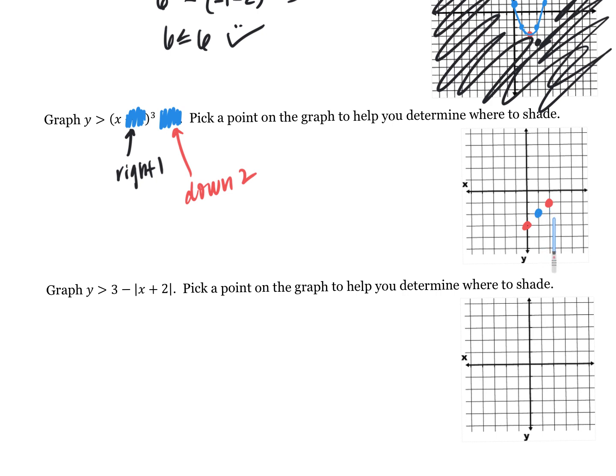8. 2 to the right of my blue dot, up 1, 2, 3, 4, 5, 6, 7. Right off the graph is 8. I don't have enough space for negative 2 cubed to be negative 8, so that's okay. We're going to just follow this trend, nice and curvy.